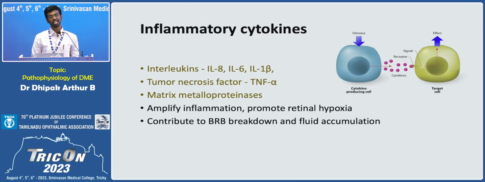But not alone these angiogenic factors. There is a separate component of inflammatory changes which happen. Just like how those angiogenic chemicals came into play, we have a separate set of inflammatory cytokines like the interleukins, tumor necrosis factor, matrix metalloproteinases, and all these chemicals also come into play, and they amplify the inflammatory reactions which are already going on, and they again contribute to the breakdown of the blood-retinal barrier.